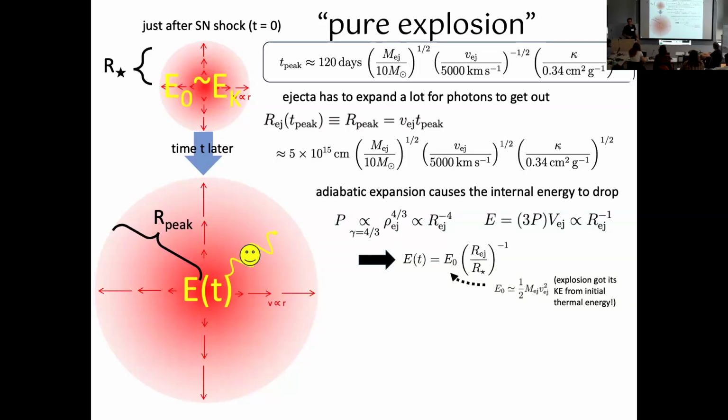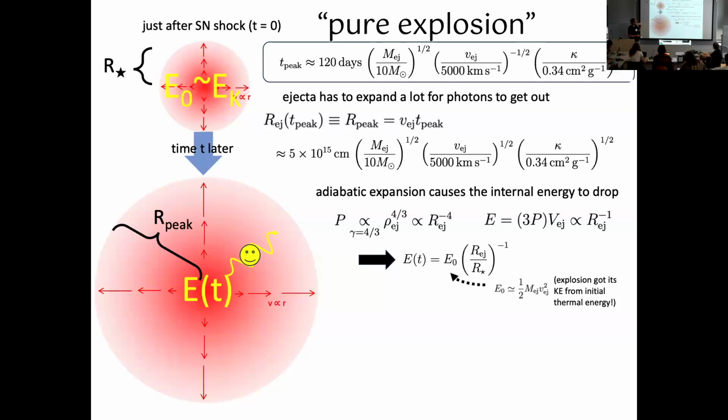So how much thermal energy does it have left by that point? Well, adiabatic losses deplete the thermal energy. So since this is radiation dominated adiabatic expanding gas, pressure goes as density to the 4/3, and since density is dropping as 1 over r cubed, pressure goes as 1 over r to the 4th. And therefore the internal energy of the ejecta, which is just 3 times its pressure times its volume, is dropping as 1 over r. So the amount of energy we have by the time it expands to some size r ejecta is smaller by a factor of the initial star's radius over r ejecta than what it was during the initial explosion.